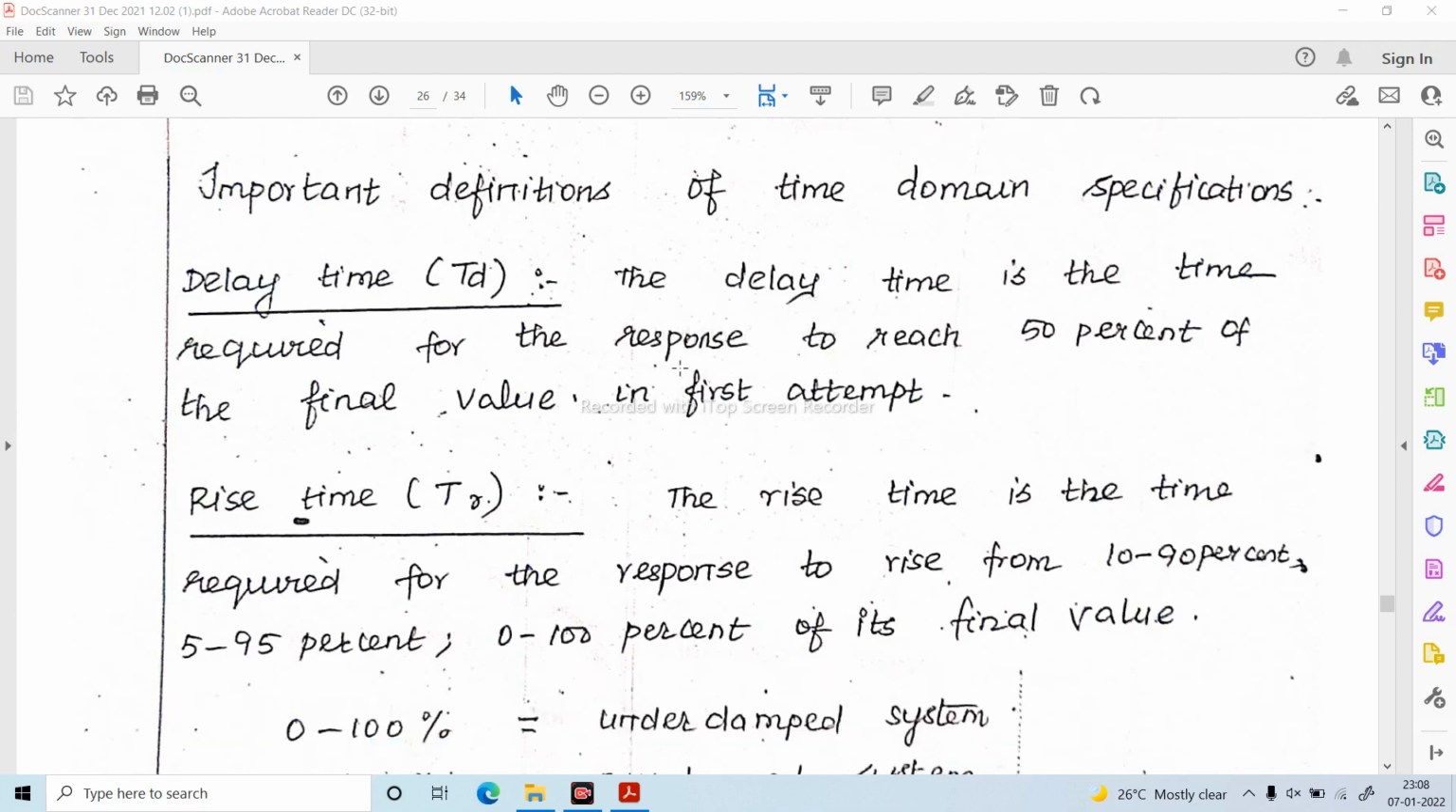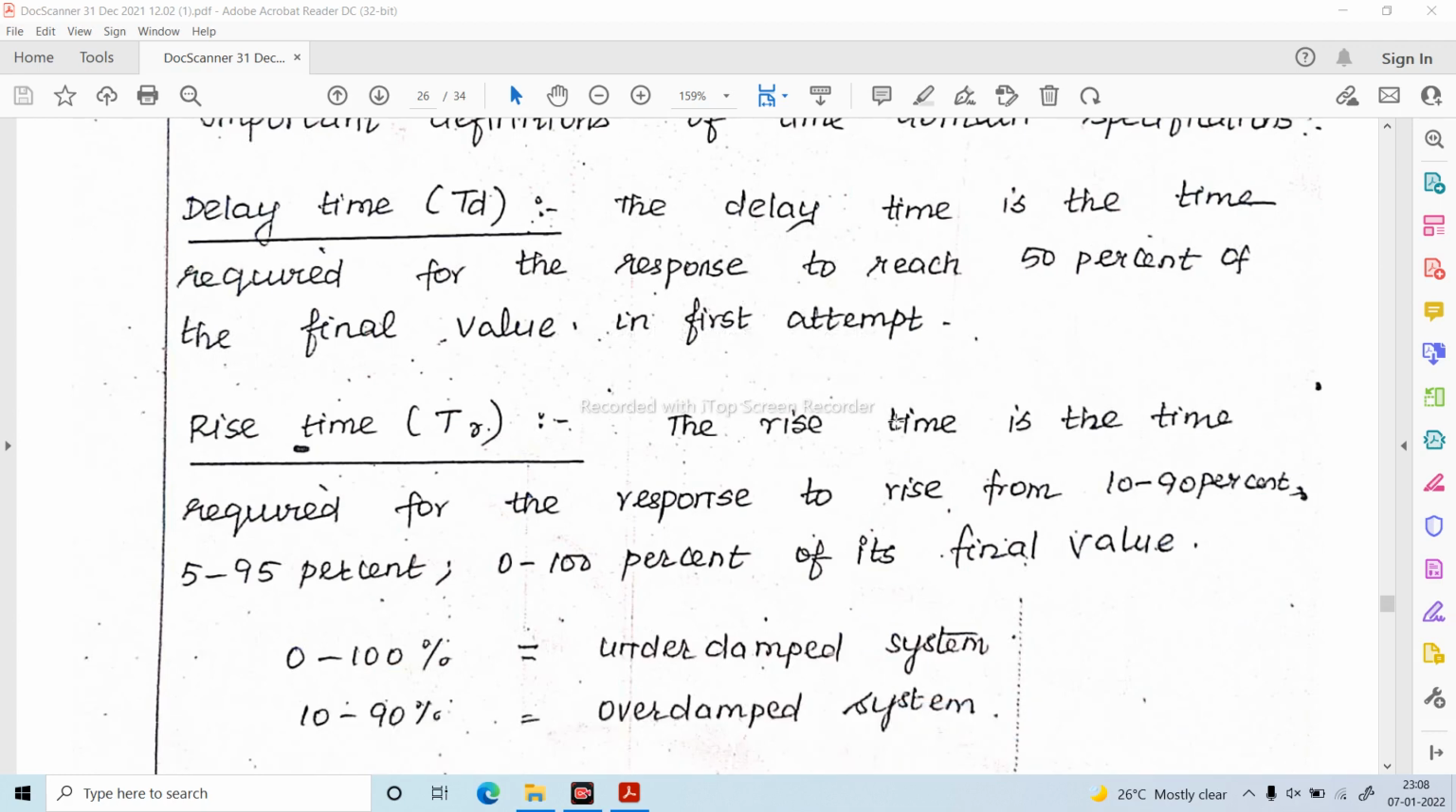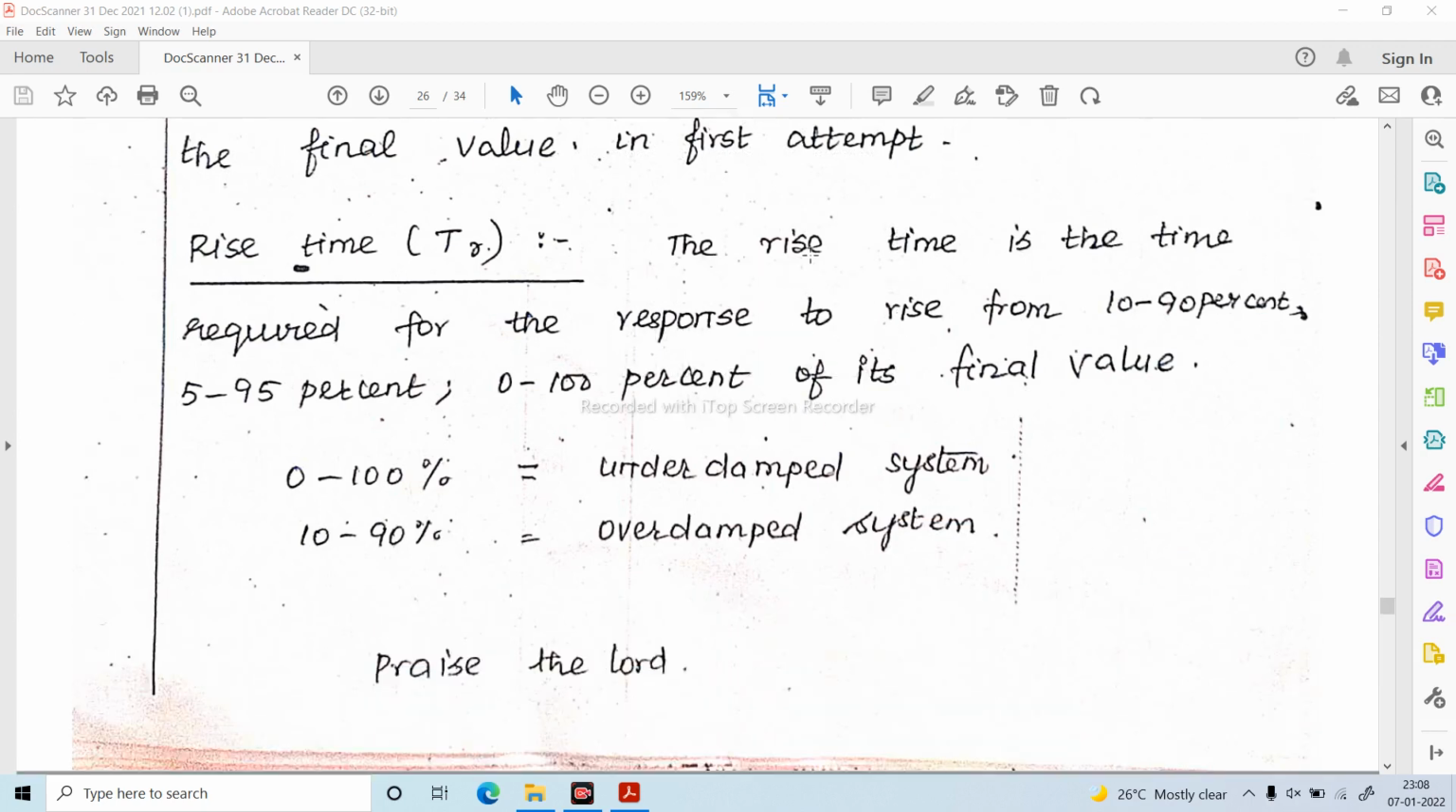First, delay time. What is delay time? The delay time is the time required for the response to reach 50% of the final value in the first attempt. And next, rise time. The rise time is the time required for the response to rise from 10 to 90%, and 5 to 95%, and 0 to 100% of the final value.